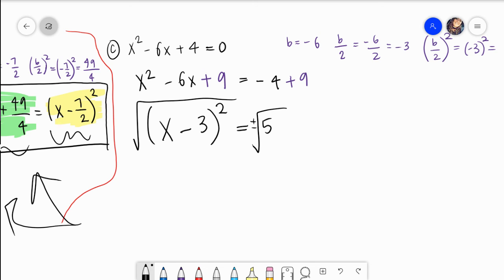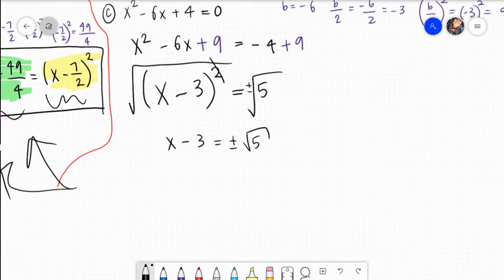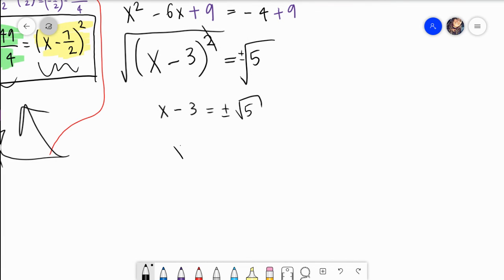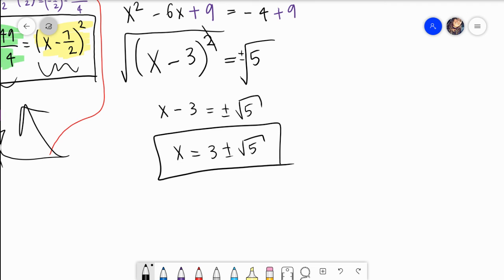And then what happens is I am left with x minus 3 equals plus or minus the square root of 5. And then I'm solving for my x, which means I need to move my 3. So I have x equals 3 plus or minus the square root of 5. Okay, so that is your final answer right there.